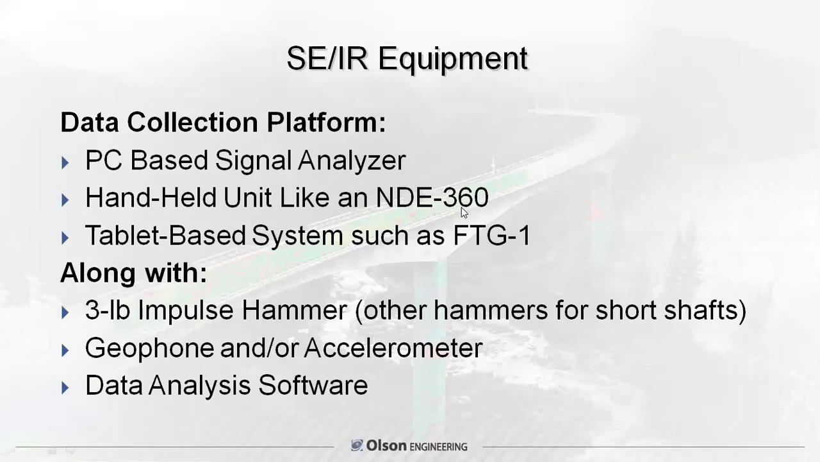Basic equipment for echo testing: some sort of PC-based signal analyzer or handheld unit. Olson Instruments makes an NDE 360. There's also a tablet-based system such as our FTG1. You also need some kind of hammer, typically an impulse hammer. You need an instrumented impulse hammer to do the impulse response testing. You can get away with what we call a dumb hammer, just a regular hammer, for sonic echo testing.